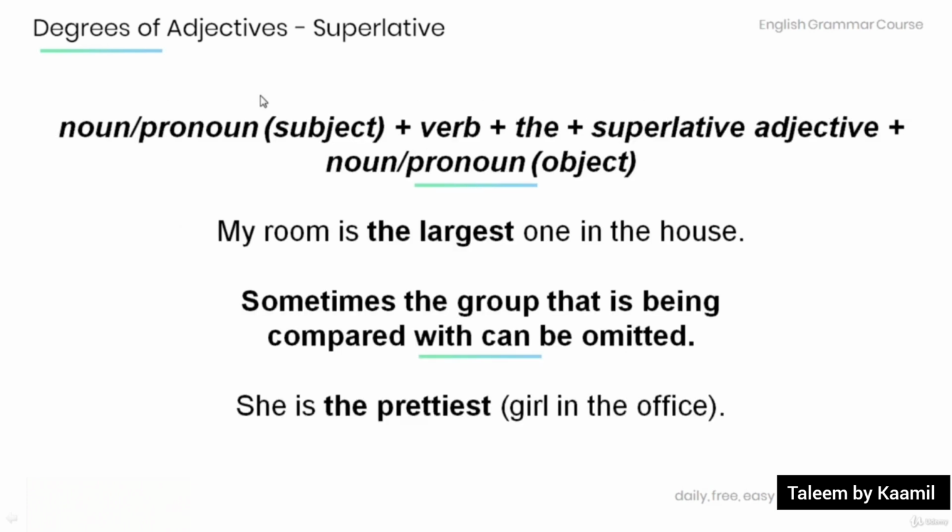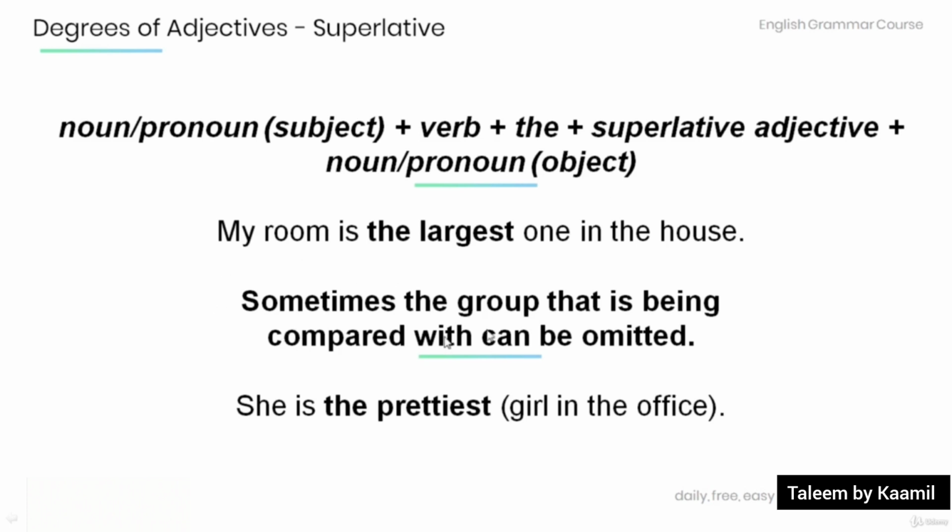Now to form a sentence using superlative adjectives, we use the following formula. Noun or pronoun as the subject of the sentence plus verb plus the plus superlative adjective plus noun or pronoun as the object of the sentence. Have a look at the example below. My room is the largest one in the house. My room, subject, is, verb. The largest, superlative adjective. House, object of the sentence.